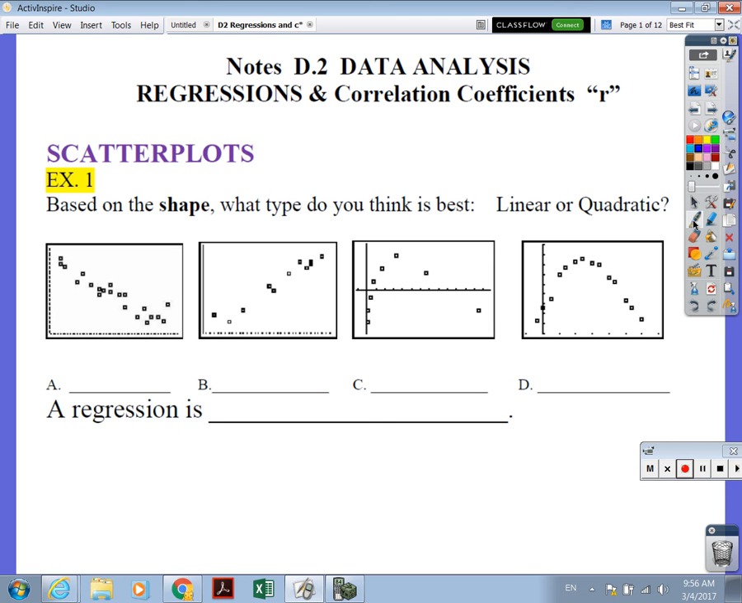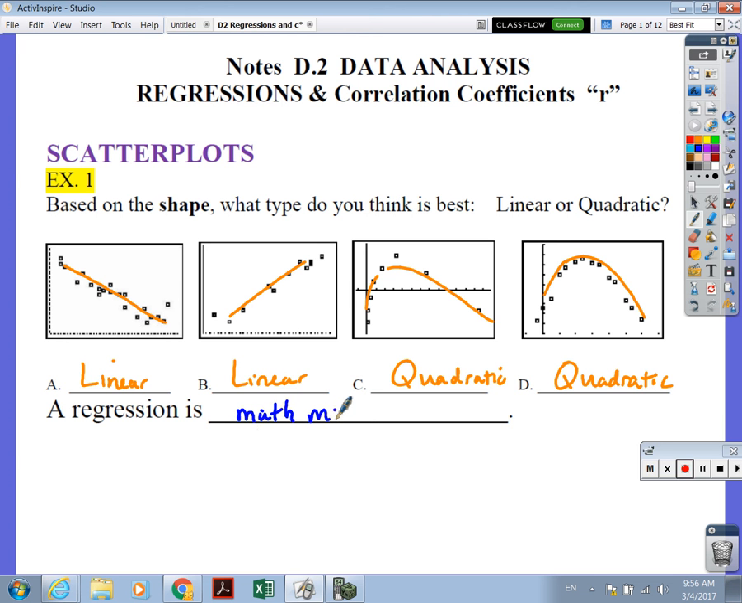When you look at data, you want to be able to tell what shape it is. If it's generally a straight line, we call it linear, and if it curves like a parabola, we call it quadratic. So the shape is what helps me determine what the best model is. And when we use this fancy word regression, think of it this way. It's a mathematical model of data. So when we get data, it's basically like saying, hey, give me the equation that goes through those points.